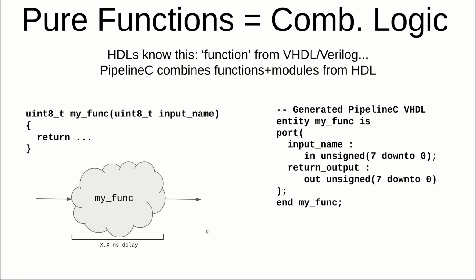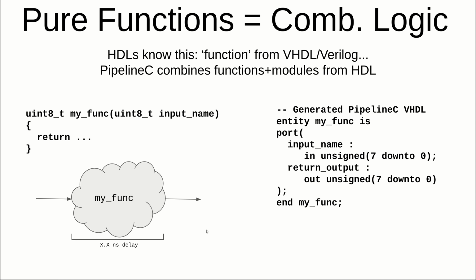I mean, just look at how easily pure functions map to combinatorial logic, right? So, hardware description languages know this. VHDL and Verilog both have a function that you can write, and in Verilog, you use blocking assignments, and it looks a lot like C, and a lot of people like to say, I like Verilog more than VHDL because of how C-like it looks.